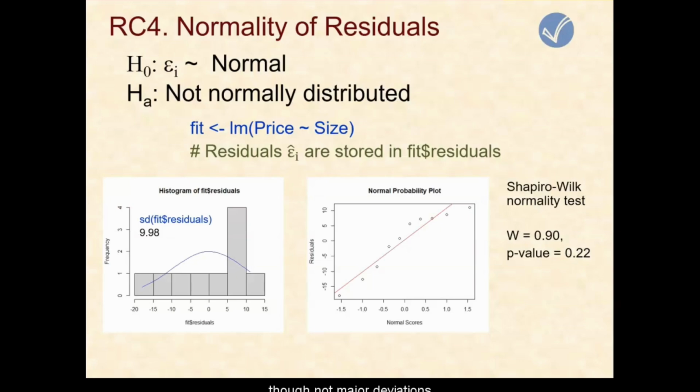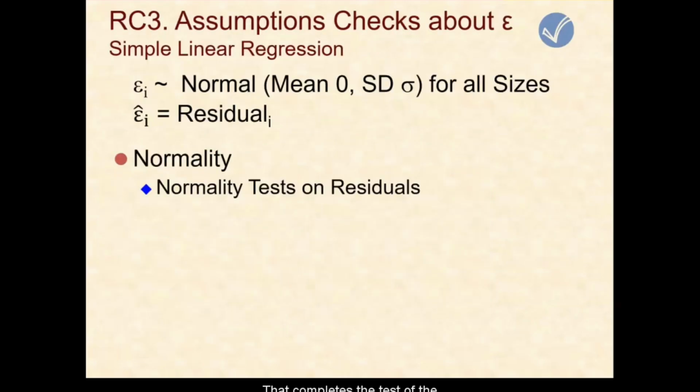The probability plot shows some, though not major, deviations from the straight line. It is generally not bad. The Shapiro-Wilk test has a p-value equal to 0.22, which is not particularly low. So altogether, there's not clear evidence that would lead us to reject H0. A violation of the normality assumption is not concluded. That completes the test of the normality component of the assumptions being made about the epsilon values.